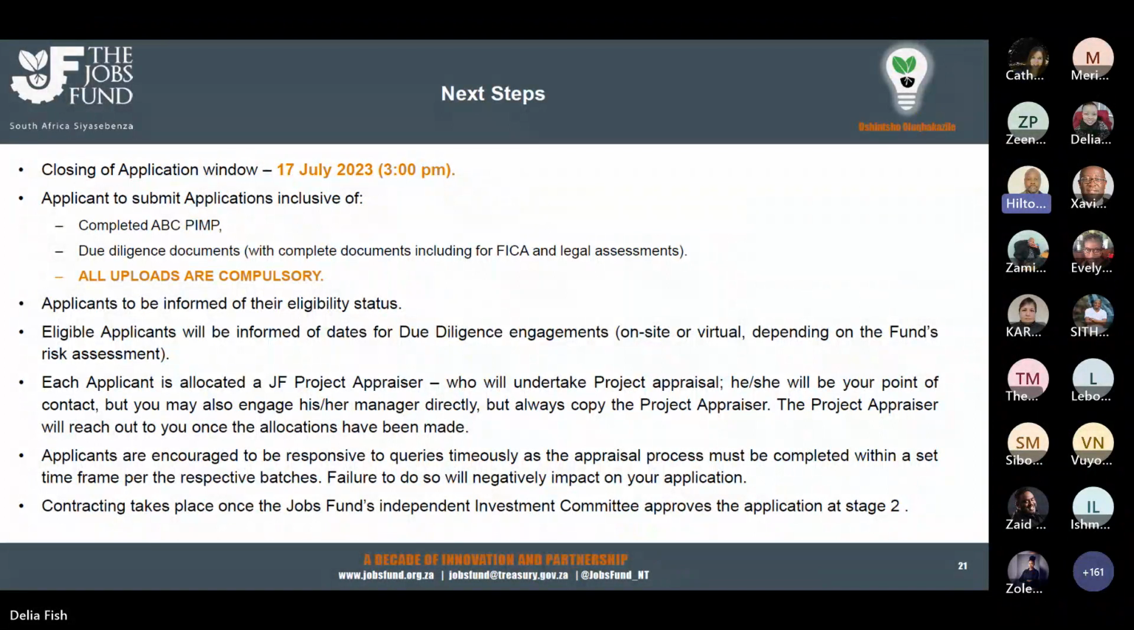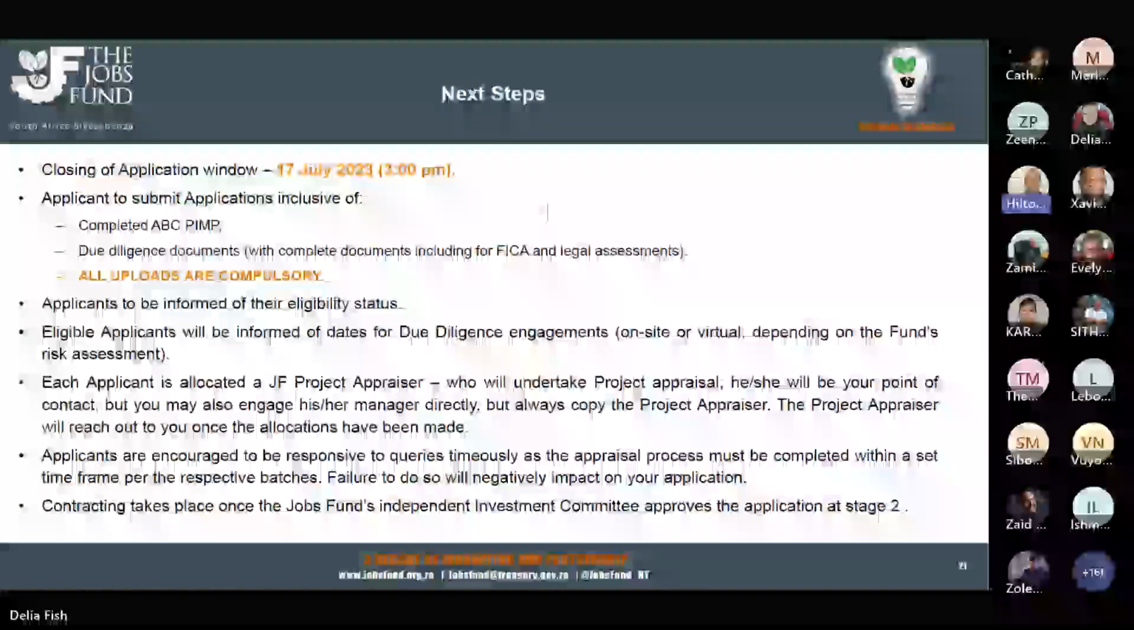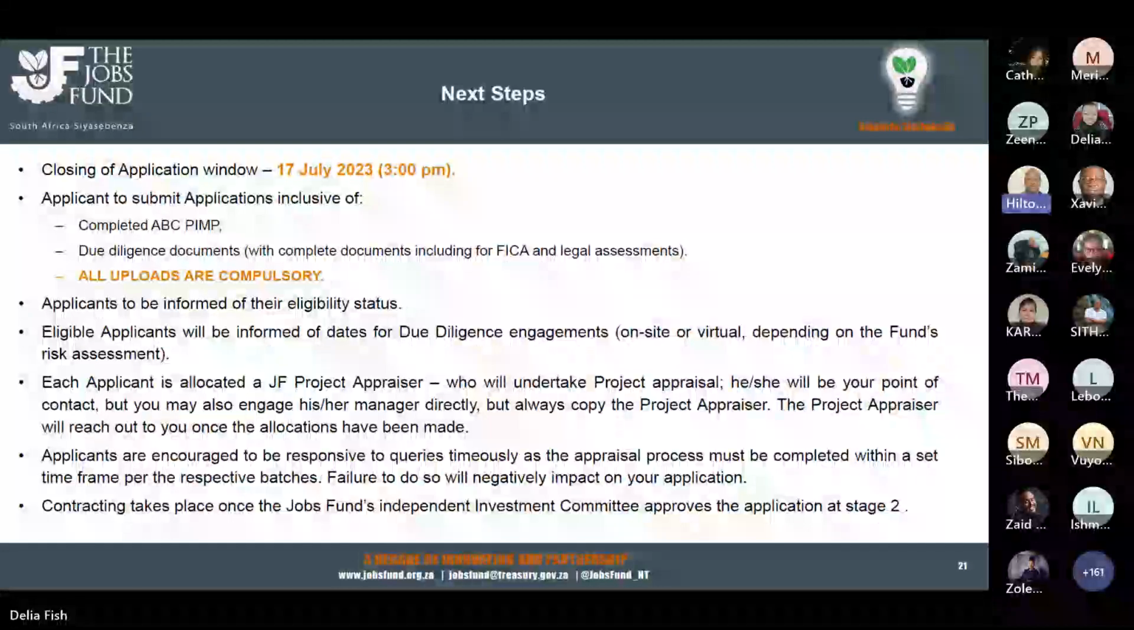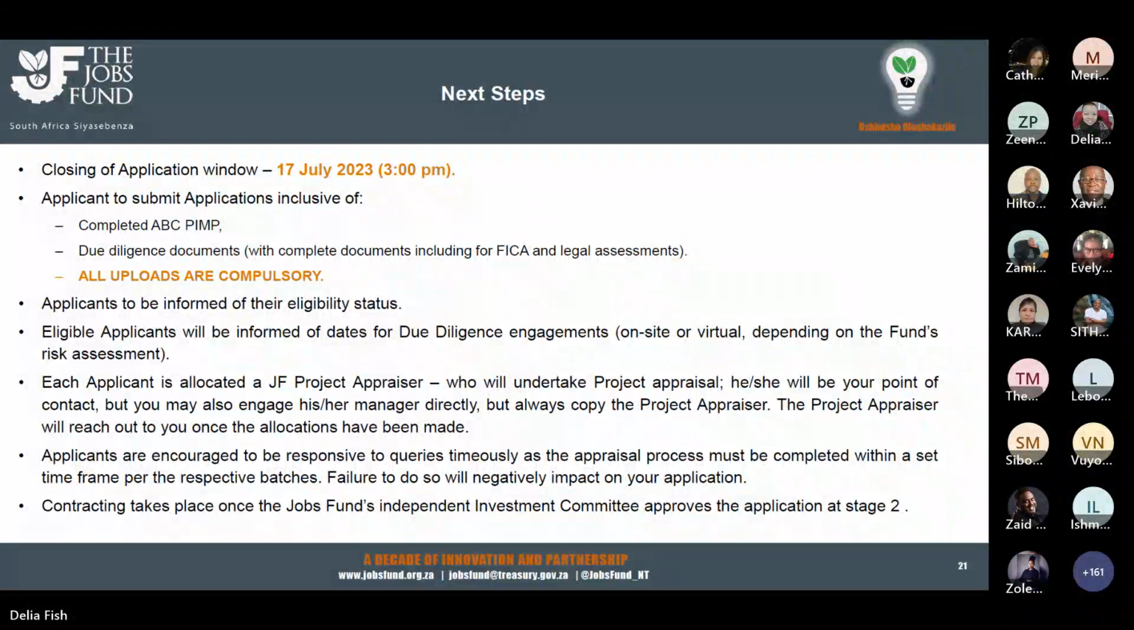The painful thing would be to find yourself with one compulsory document outstanding, and it's 10 minutes to 3, and you don't have that document, and it has to be delivered from somewhere, and wherever it's going to be delivered from is going to take time. So do your uploads as you do the application, and there's a validate tab on the application. Continuously validate and see what is still outstanding before you submit.